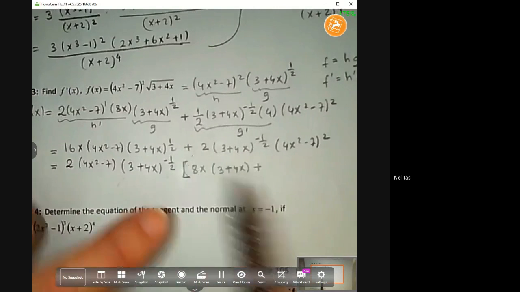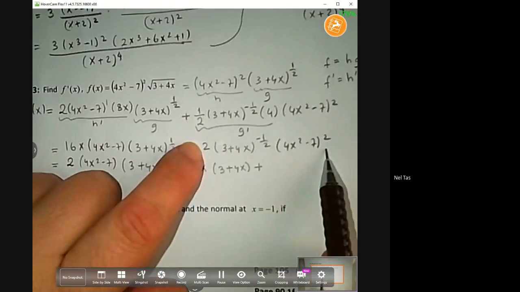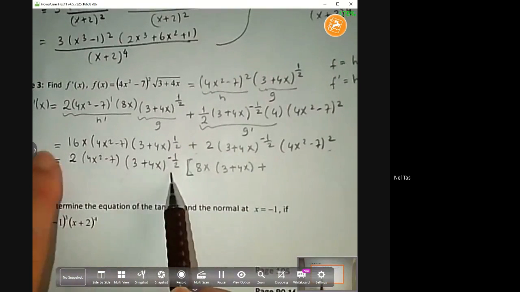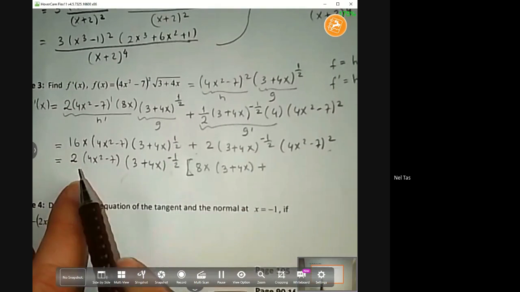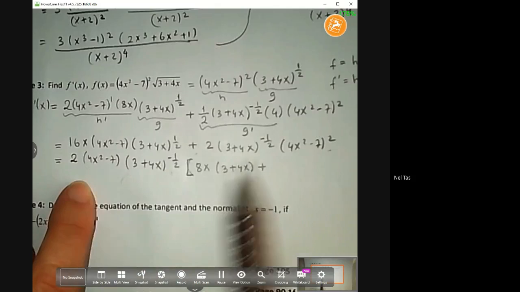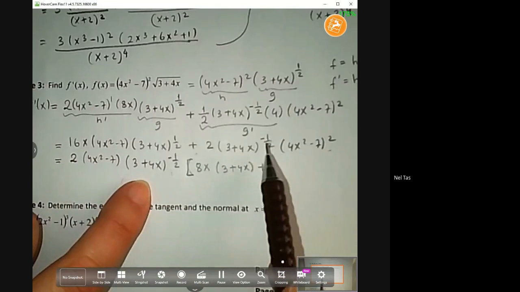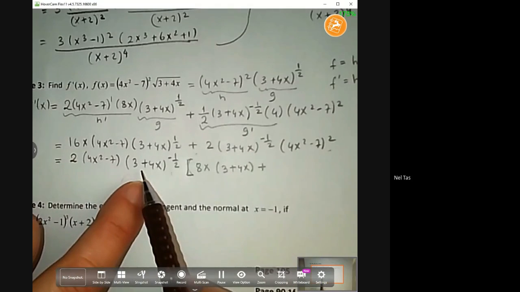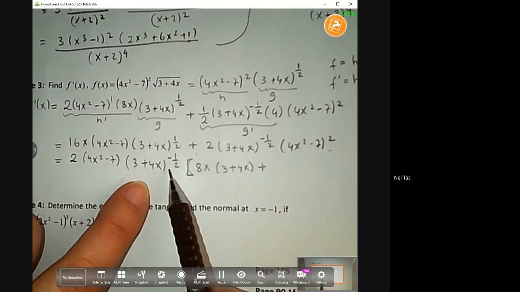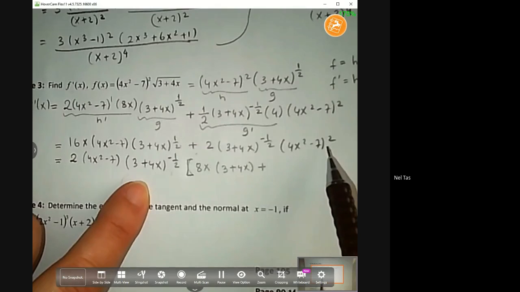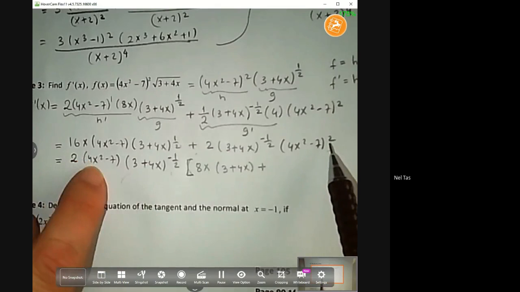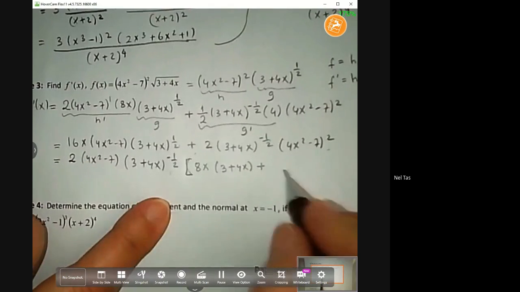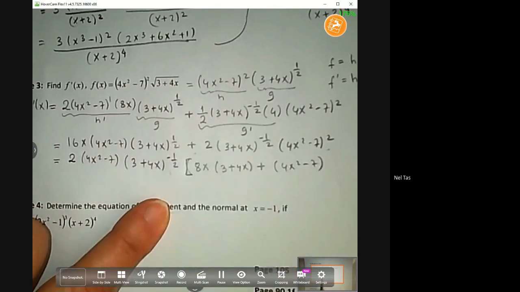Plus, now we're going to take the second term divided by the common factor. 2 divided by 2, gone. 3 plus 4x to the power of negative 1 over 2 divided by 3 plus 4x to the power of negative 1 over 2, gone. 4x squared minus 7 squared divided by 4x squared minus 7 gives you 4x squared minus 7.